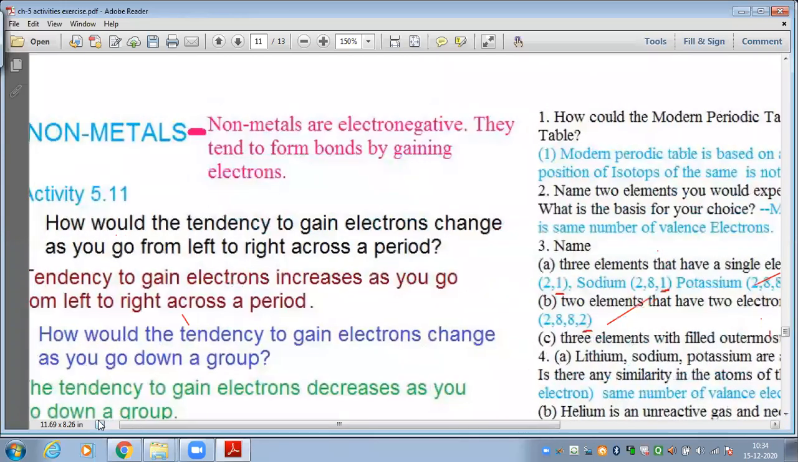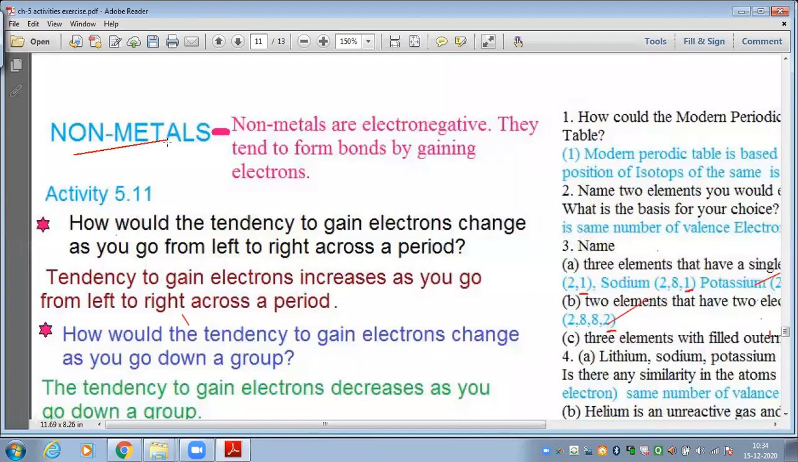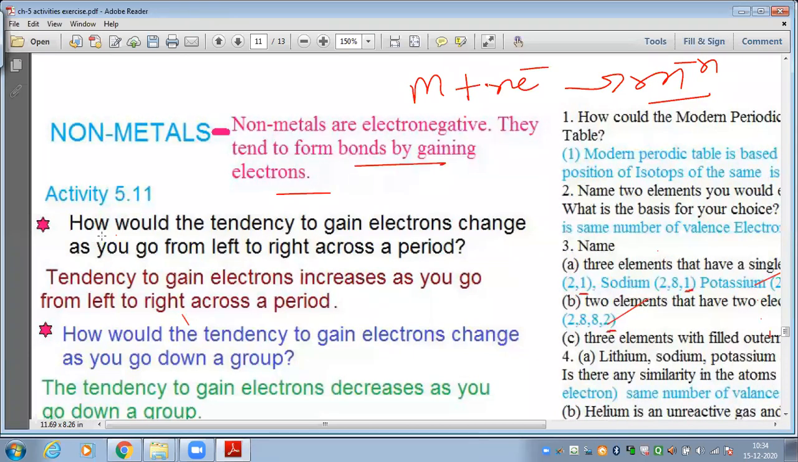Now we can look at the non-metallic characters or non-metals. Non-metals are electronegative. They generally take some electrons and then they make negative ions. So if we have non-metal M, this non-metal M will take N electrons and will make M minus N, and that is how we can say it makes negative ions. So they are electronegative in nature.